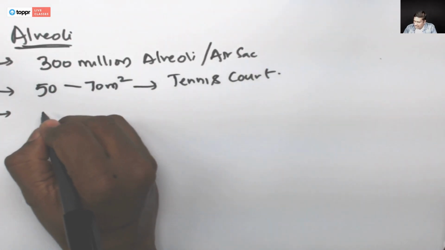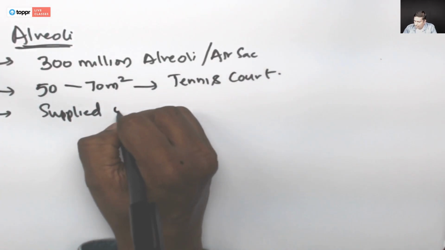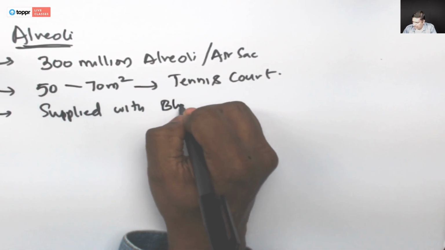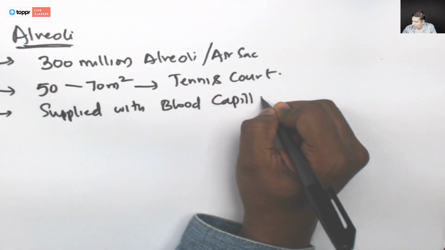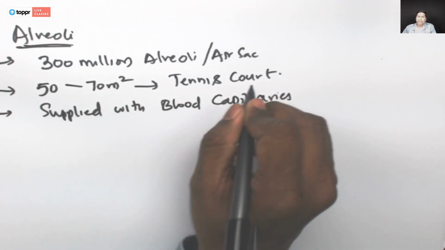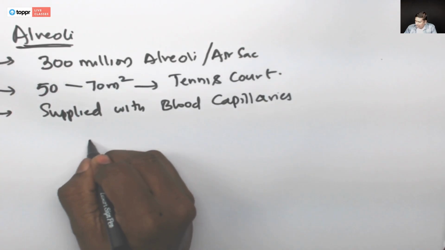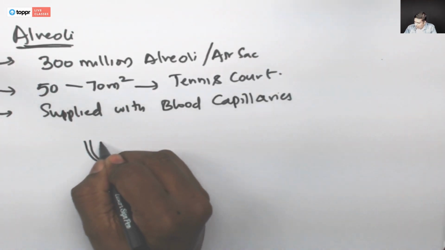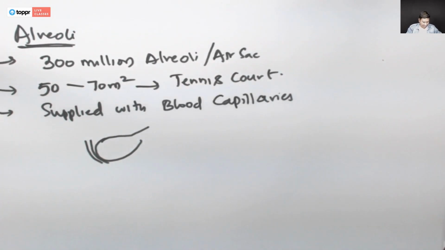These alveoli are supplied with blood capillaries. Each alveolus is supplied with blood capillaries, so you have arterioles coming in and venules going out. So basically you have the supply. Let me show you the diagram.